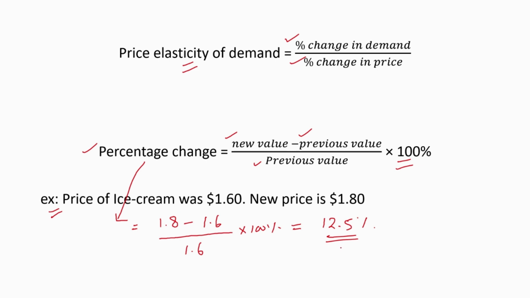This is how we can calculate a percentage change. Likewise, we have to find the percentage change in demand and the percentage change in price in order to calculate the price elasticity of demand. This percentage value can also be a minus value. This means the new value has decreased below the previous value. In this case, the new value has increased from the previous value. That is why this is a plus value.